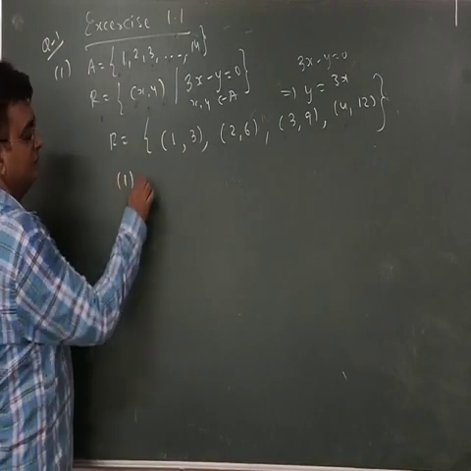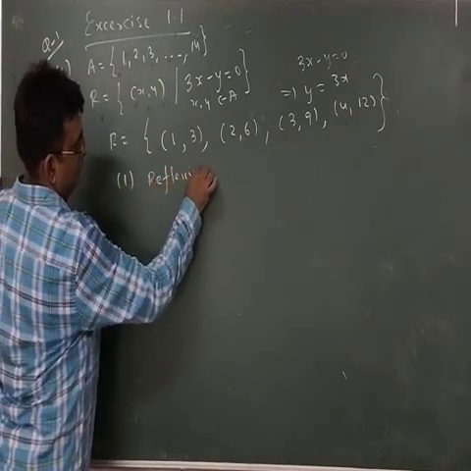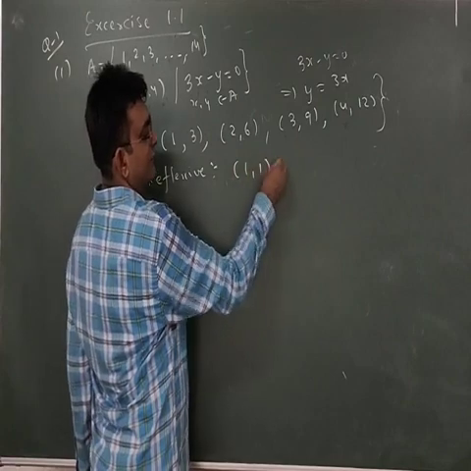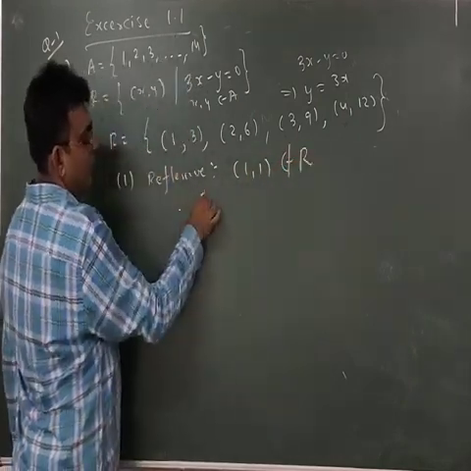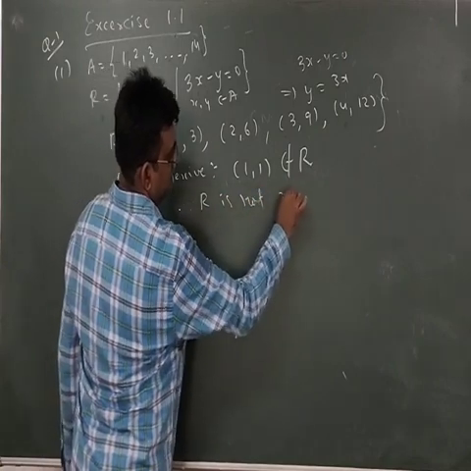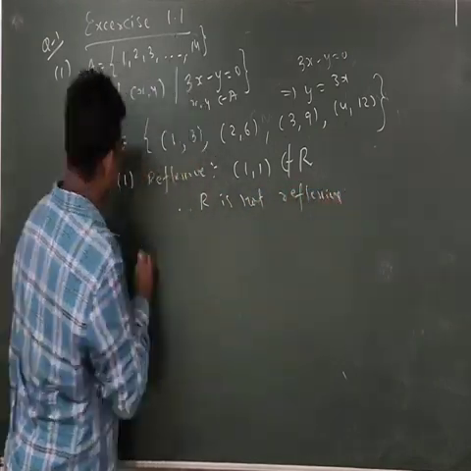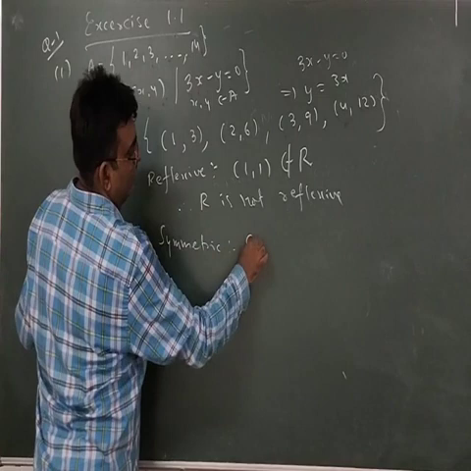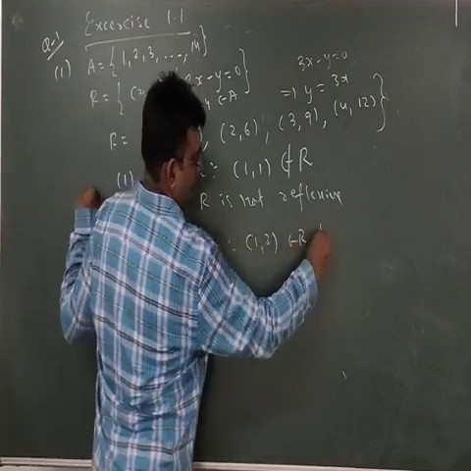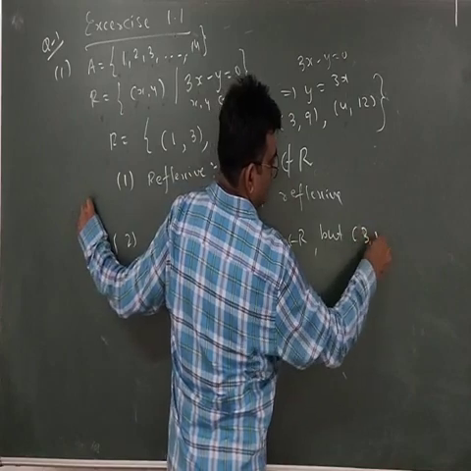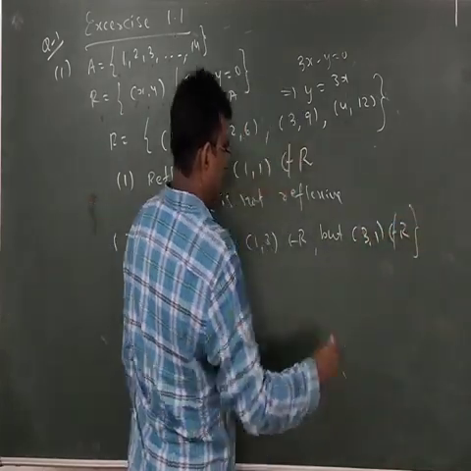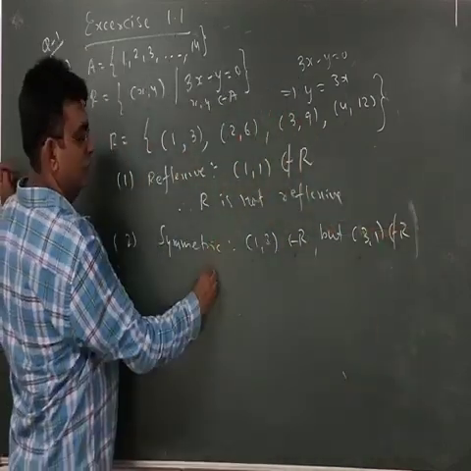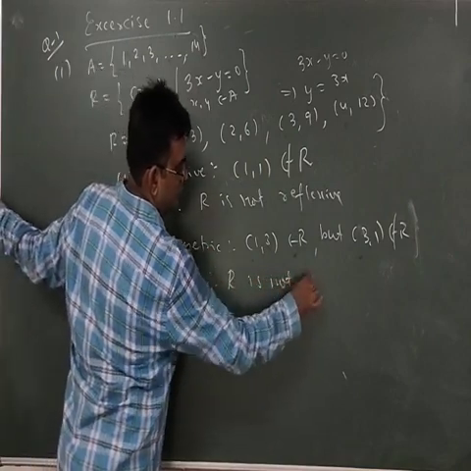Now first one, is it reflexive? Let us check it out. You can see there is no (1, 1), there is no (2, 2), no (3, 3). But one element is enough: (1, 1) does not belong to R. Therefore, R is not reflexive. What about symmetry? For symmetry, you have the first element (1, 3) belongs to R, but (3, 1) does not belong to R. Remember the condition. What was our condition? If (a, b) belongs to R, then (b, a) must belong to R, but here it does not belong to R. Therefore, R is not symmetric.